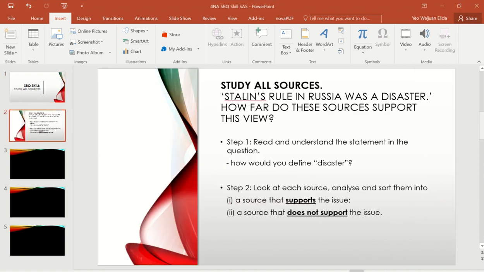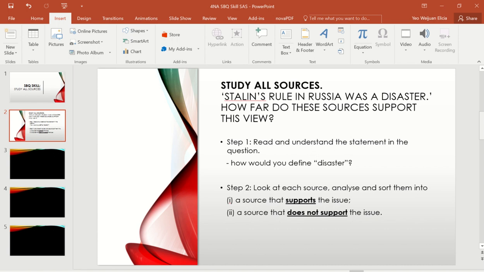Now you have the handout in front of you, and if you can just look at it, you will see that the question is there. The question states, study all sources. Stalin's rule in Russia was a disaster. How far do these sources support this view? Use the sources and your knowledge to support your answer. So it is an 8-mark question. You realize the weightage is very high, because your total source base is upon 30, and this question alone is already 8 marks.